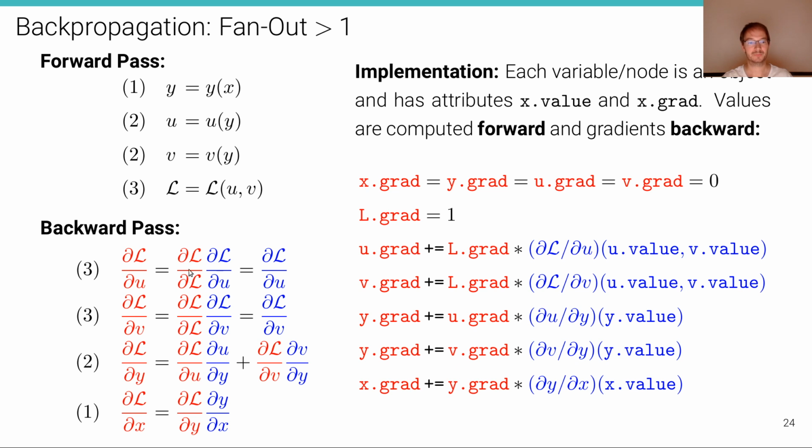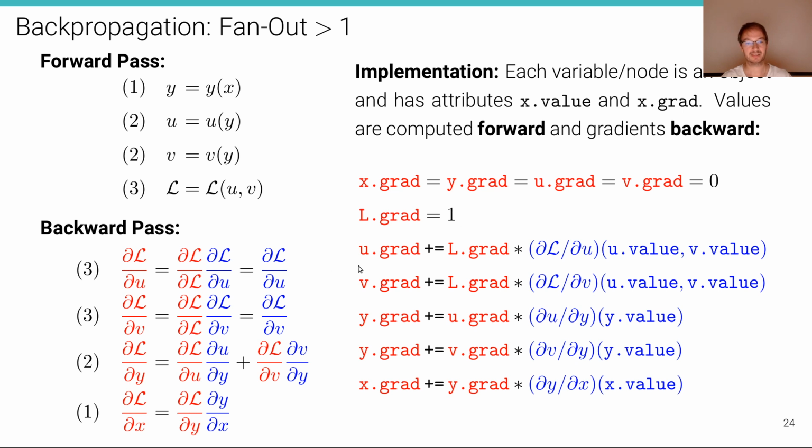So this is this term here. This is 1. Whenever I use this notation L grad or U grad, what I mean is basically the gradient of L with respect to the variable that has this attribute grad. So for instance, Y grad is the gradient of L, of the loss, of the output node, with respect to the variable Y. Okay, so now we've initialized with L grad equals 1.